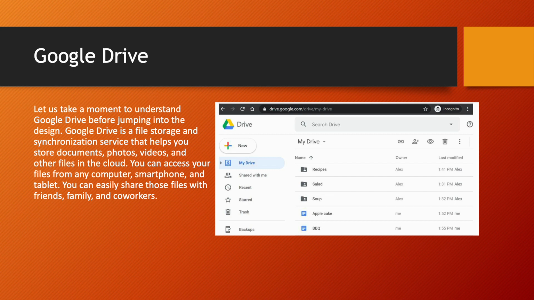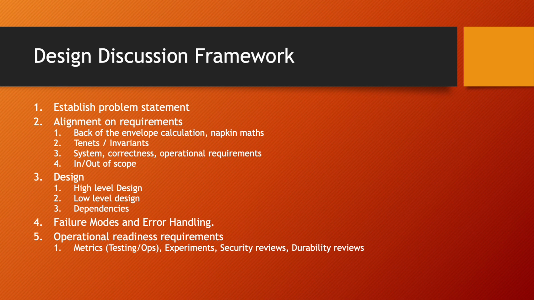On the right hand side, you can see a screenshot of Google Drive. Before going any further, let's remind ourselves of the design discussion framework. As a first step, we should establish the problem statement. Second, we should agree on requirements. That might mean some napkin maths, tenets and invariants for the solution, system correctness and operational requirements, and discuss in and out of scope things. Then as a third step, we should outline a high-level design, and then from there on, go into the low-level components. If time permits, we could discuss failure modes, error handling, and then finally, discuss some metrics, experiments, setup, security and durability aspects of the design.